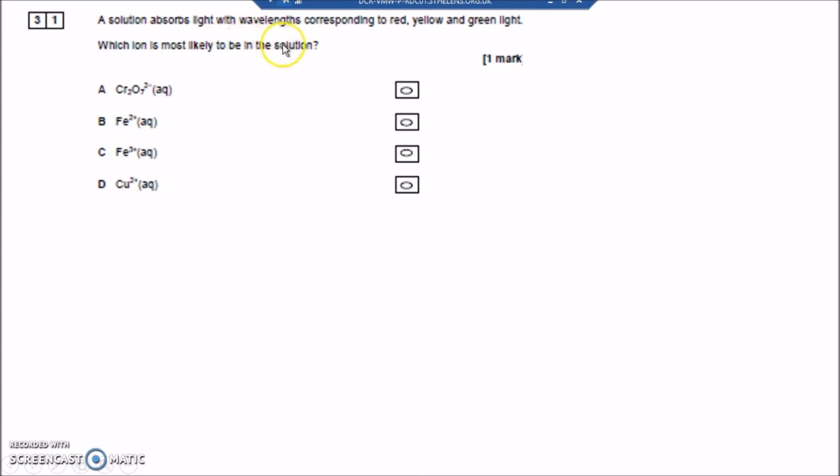So which ion is likely to be blue? Then you just need to know your colours. A dichromate ion is orange, and Fe²⁺ is light green, and Fe³⁺ is yellowy orange, and Cu²⁺ is blue. So the answer is D.